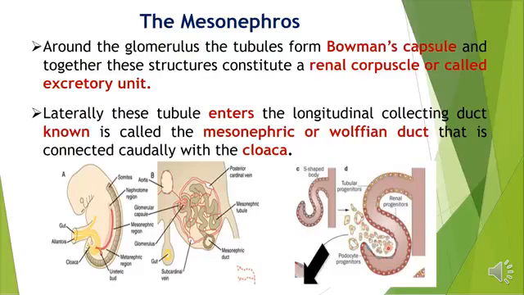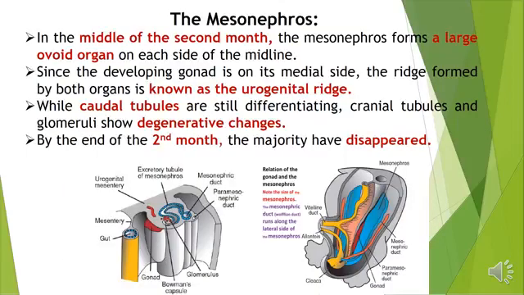Okay, first forming the C shape, entering the glomerulus, a tuft of capillaries, and this glomerulus is surrounded by Bowman's capsule, two layers, the parietal layer and the visceral layer, and these tubules laterally, longitudinally, form the mesonephric or Wolffian duct. The Wolffian duct or mesonephric duct connects, in the middle of the second month.